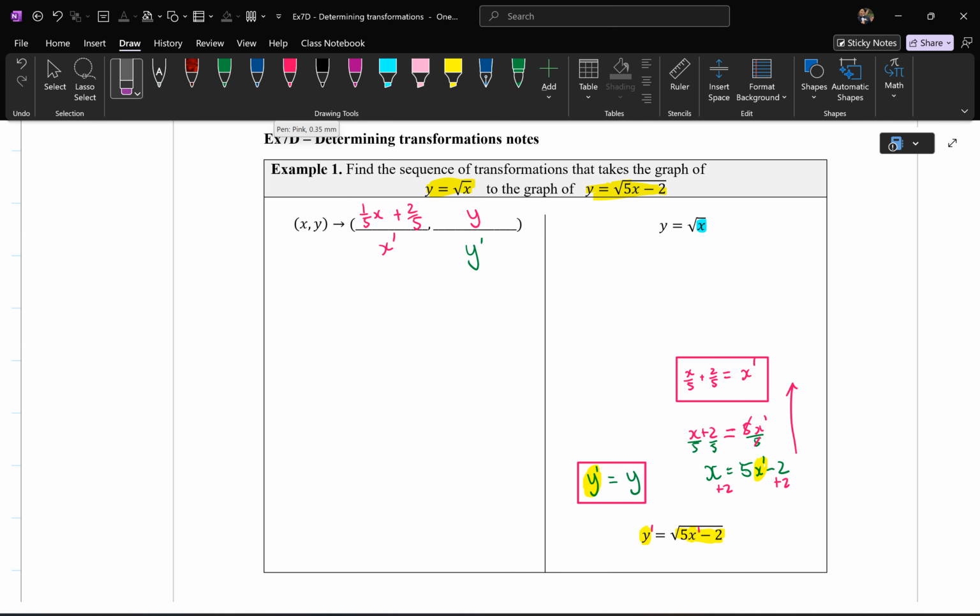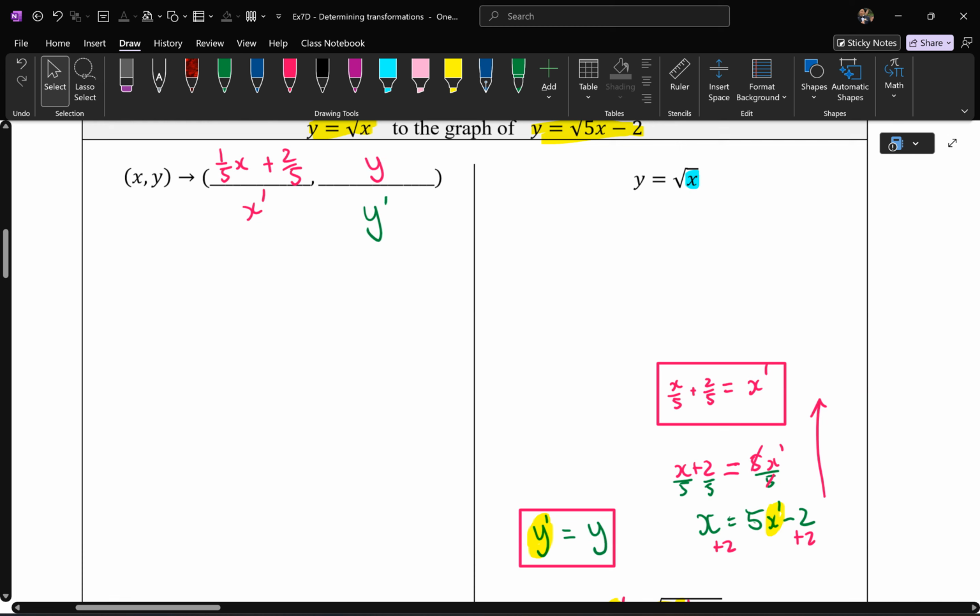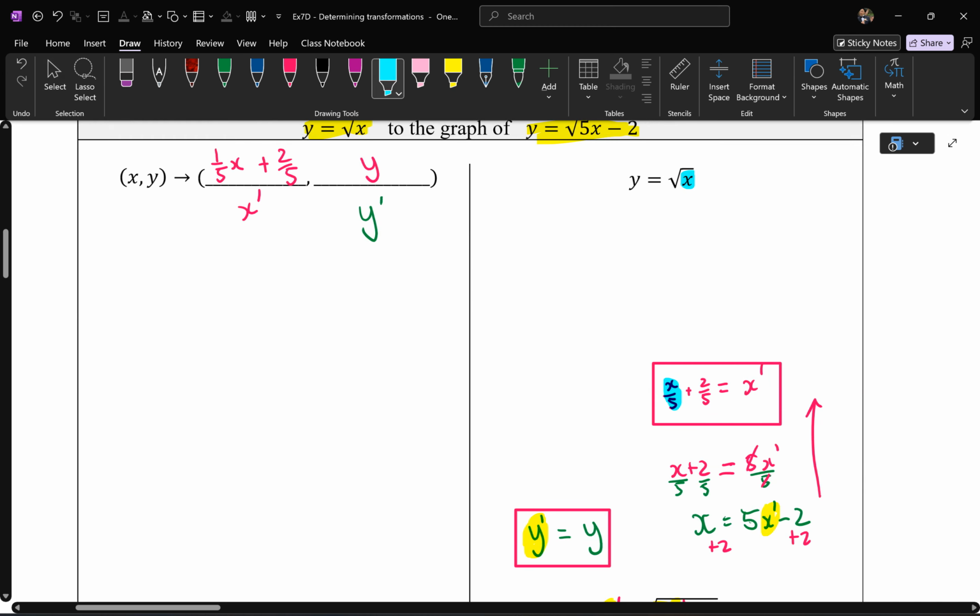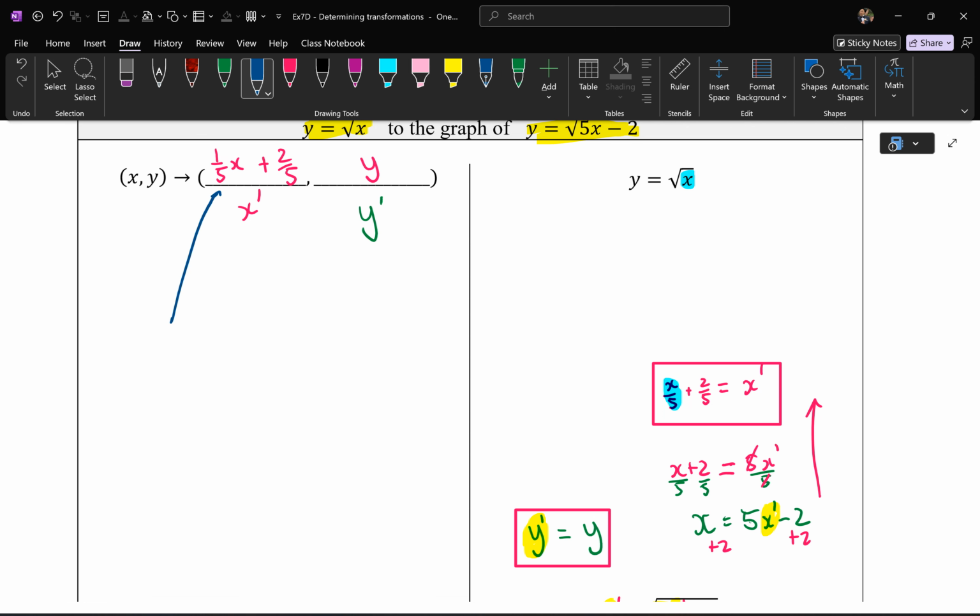So now if they ask you, what is the sequence of transformations? Because that's what the question's asking. They're saying, find the sequence of transformations. You can now read this. Because I've got x dash, I've got y dash by moving backwards from the transformation equation. So let's read it. What does the 1/5 do to the x? That 1/5 is really just getting that x divided by 5. How do you read that transformation?